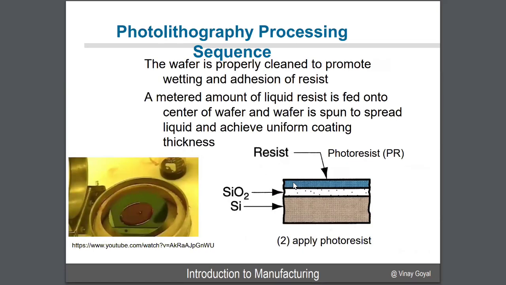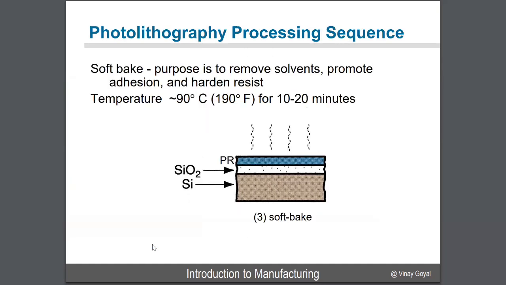Then we have your resist that's going to be applied, the photoresist. So first you're going to have a wafer properly cleaned to let the adhesion of that resist work. And then you're going to apply a liquid resist onto this wafer, and you'll spin it to get a nice uniform coating. You can see that here in the bottom left, there's a YouTube video also you can watch. And then you can do a soft bake.